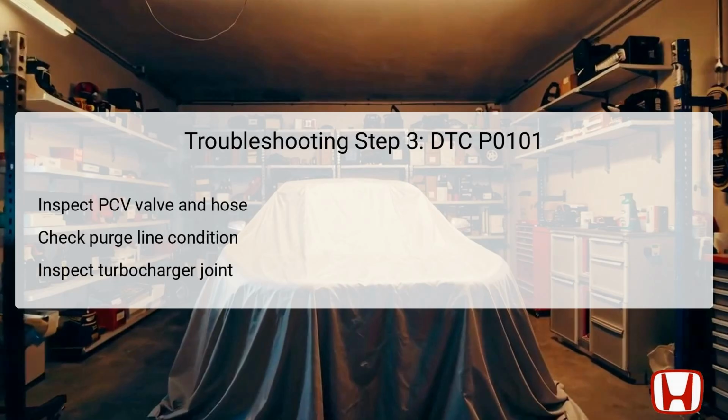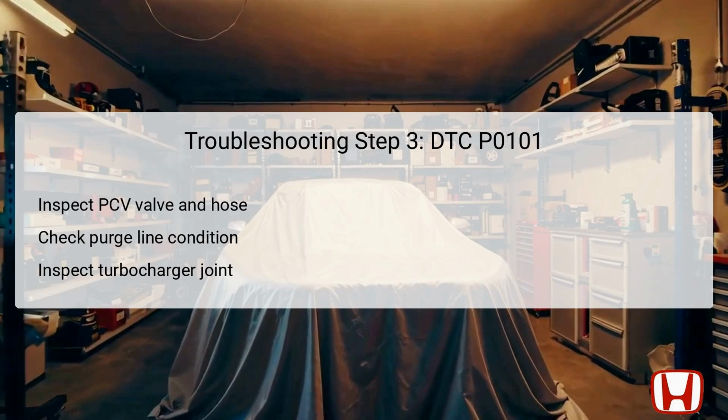The third step in troubleshooting DTC P0101 involves a thorough inspection of several components related to the intake air system and positive crankcase ventilation (PCV) system. Begin by examining the PCV valve and its accompanying hose for any signs of damage, blockages, or operational failure. A malfunctioning PCV valve can negatively affect engine performance and skew MAF sensor data.